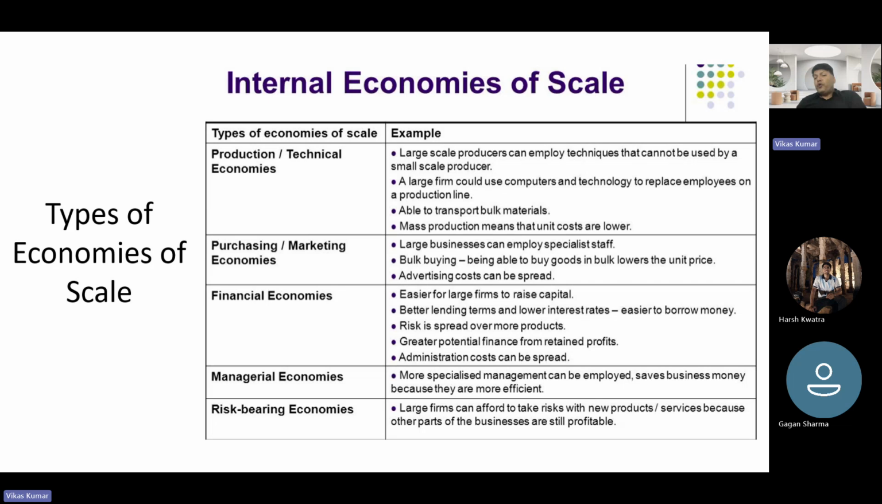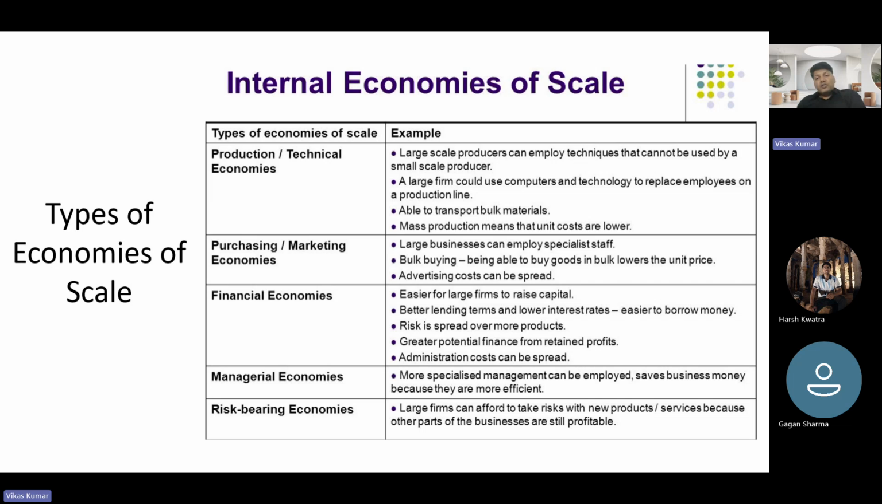So they use computer technology, and also robotic technology, to replace the employees. And because of that, they were able to produce the product continuously 24 into 7 and with the utmost quality. Because when the intervention from the human being is minimum, definitely this will lead to the improvement in the quality and standardization of the product. So faulty products also come less out of these large firms because of the internal economies of scale, because of the production and technical economies or capabilities of those firms.